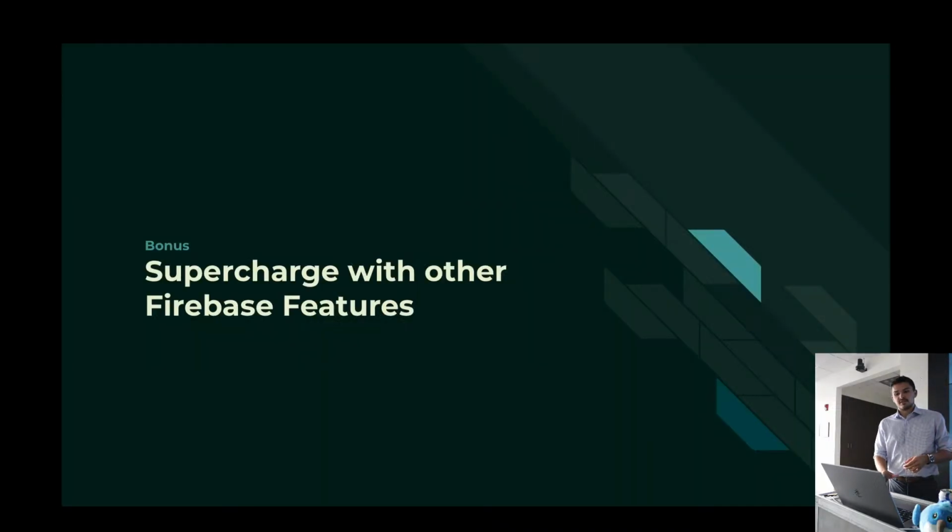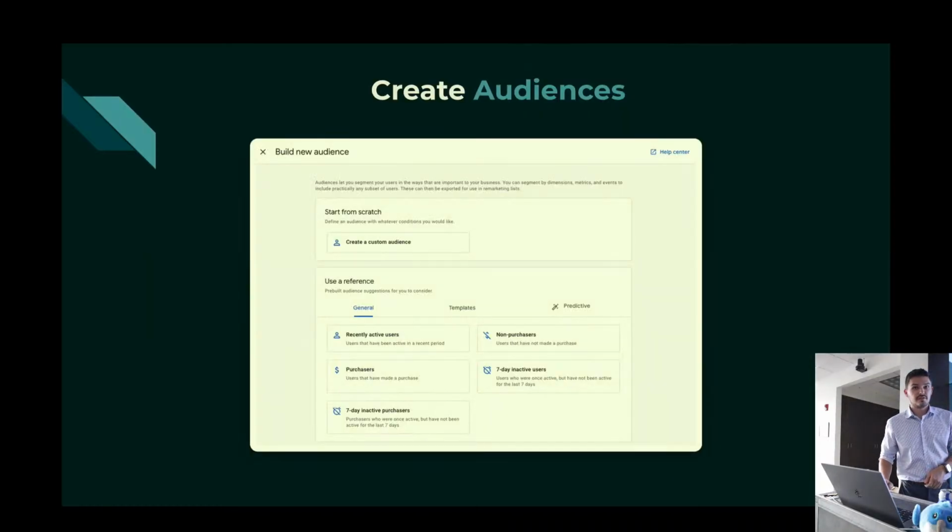So bonus: supercharging your experience with other Firebase features. This is where Google Analytics really shows its strength. The first thing that you're going to do is create audiences. So based on all of those events that we just logged and all of the data that's automatically logged, you can actually hook up audiences to be things like recently active users, maybe just people that are actually spending money in your app. Or they even have some predictive options that you can look at that'll do things like, who do we predict is going to churn in the next 7 days or the next 30 days?